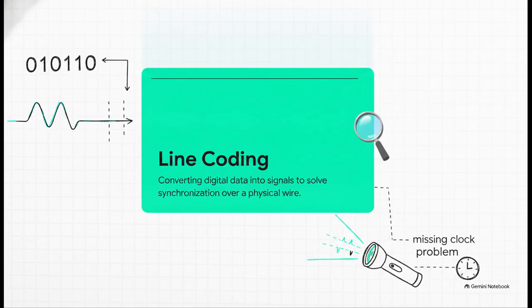Think of it kind of like using a flashlight to send a message across a dark field. If you just leave the flashlight on, the person on the other side just sees a steady, boring beam of light. But if you take that basic beam and turn it into a complex Morse code, the rhythm itself brings its own timing. Line coding is basically the electrical version of that Morse code.